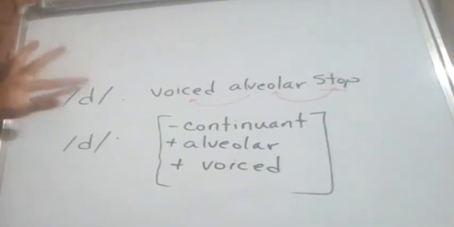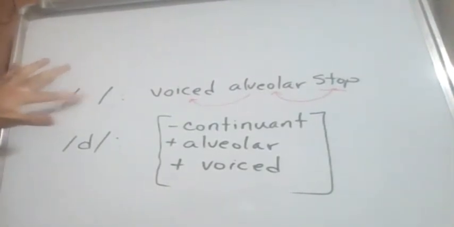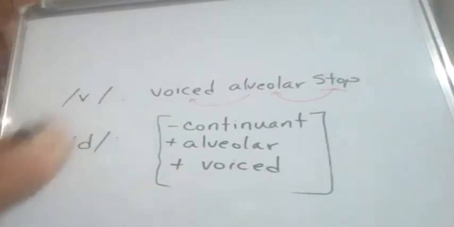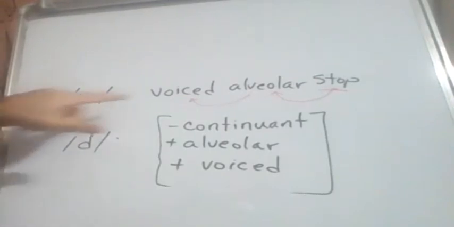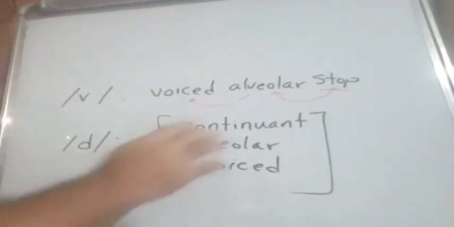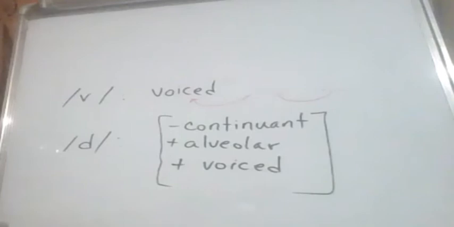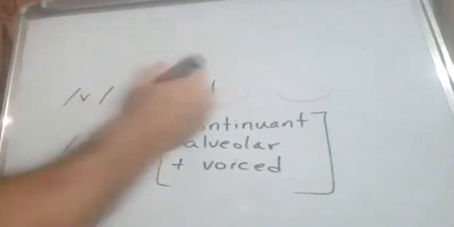If I change the d for v, which was the other example in sound description, we have v, it is voiced. Now it is not alveolar stop, it is labiodental fricative.